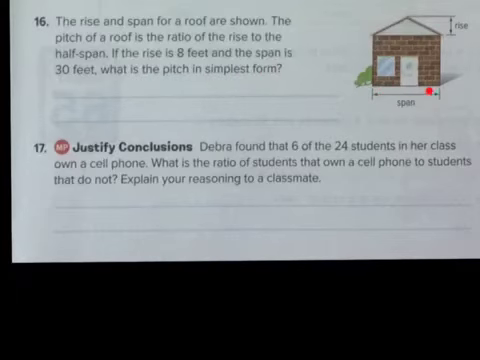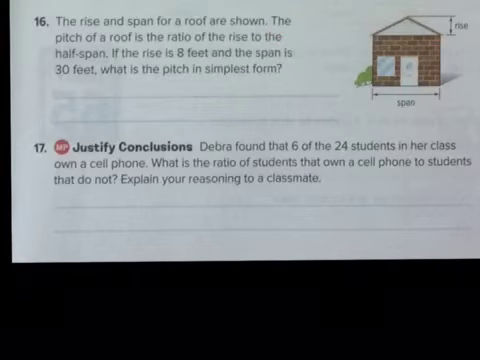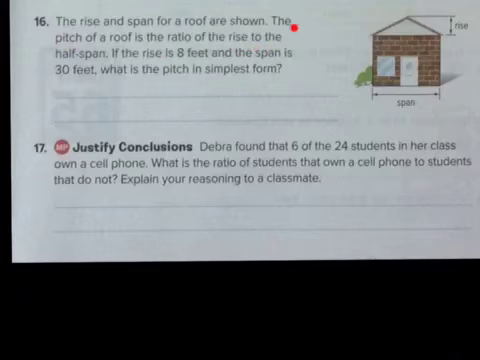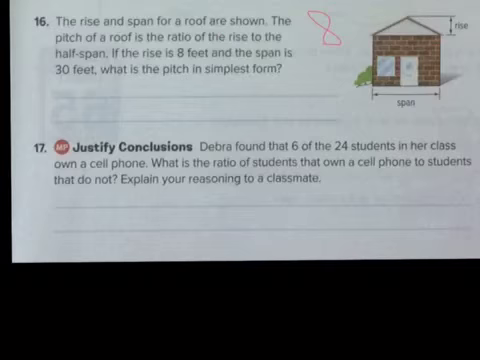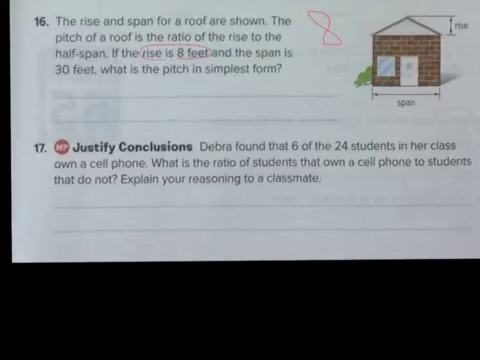So we have the span and the rise. In order to understand this question, we have to really analyze what they're telling us here. The pitch of a roof is the ratio of the rise, which we know is 8. We've been told that the rise is 8. Okay, right there, the rise is 8. Continuing, let's just see.